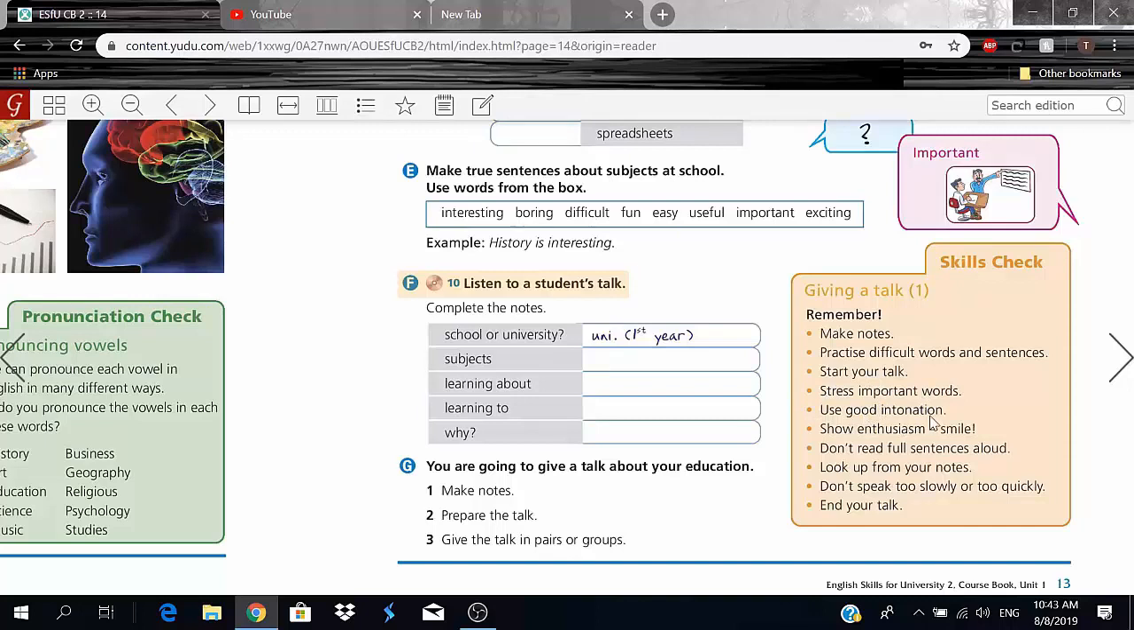Nobody is going to care what you have to say if you don't use good intonation and stress the important words of your information, okay? That's just a fact. Let's move on.